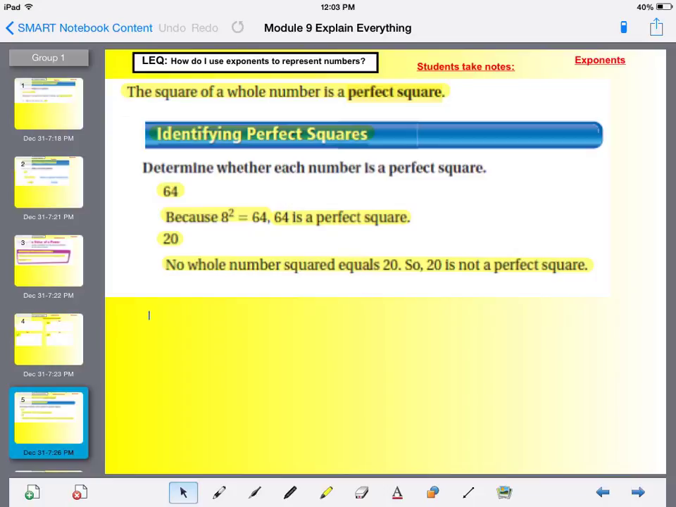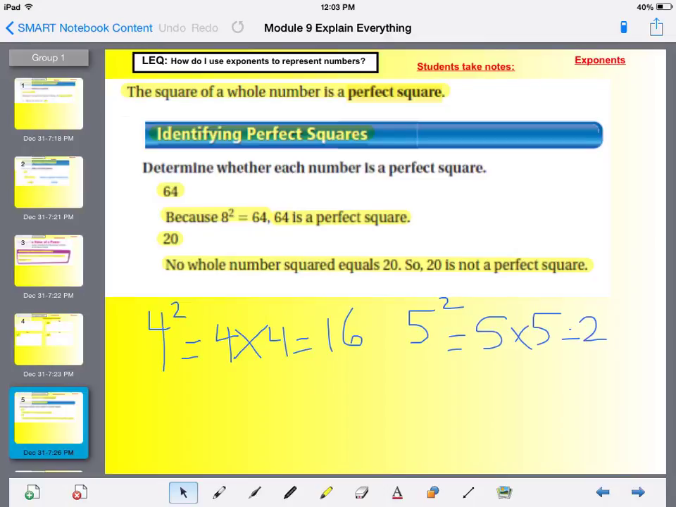Let's start with 4 squared, for example. 4 squared equals 4 times 4, which is 16. Well, that's not 20. So let's try 5 squared. 5 squared means 5 times 5, and that equals 25. And so we know that there is no base number that we can square that'll get me to 20. Therefore, 20 is not a perfect square.